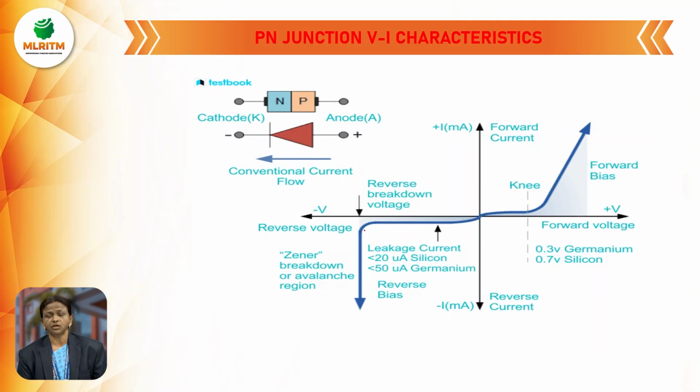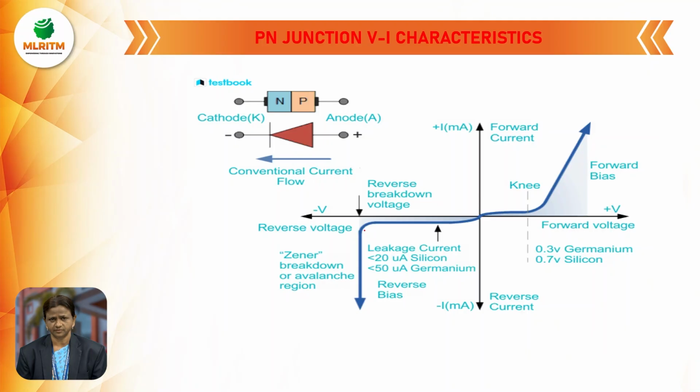So here, breakdown is due to two effects. One is avalanche breakdown. Second one is Zener breakdown. What is meant by avalanche breakdown? Avalanche breakdown is due to carrier multiplication. What is meant by carrier multiplication?